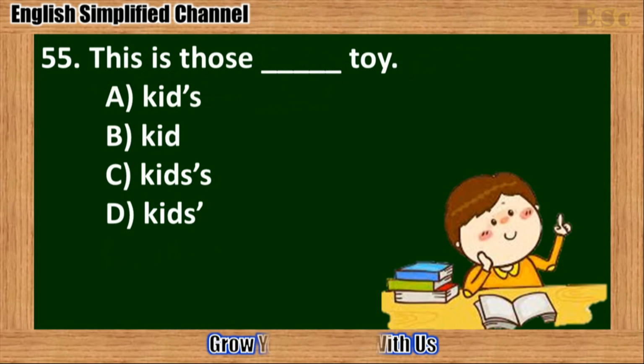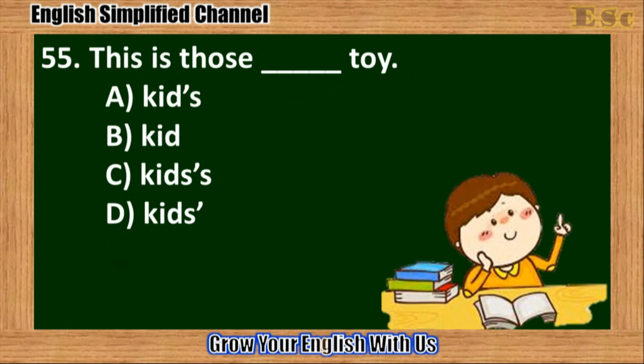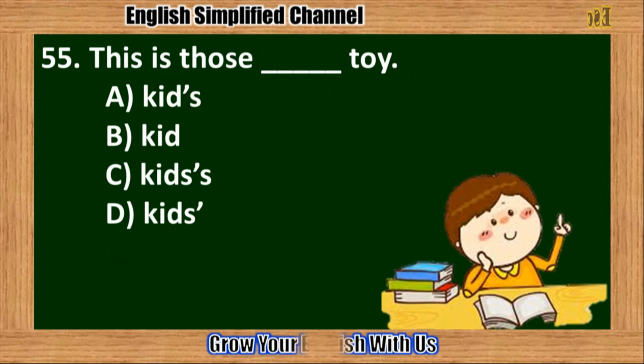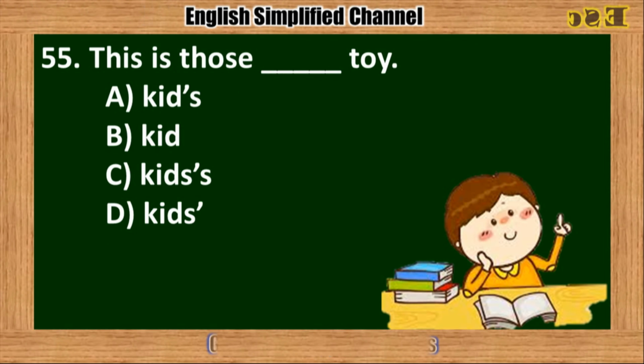(55) This is those, blank, toy. A. Kids. B. Kid. C. Kids's. D. Kids.